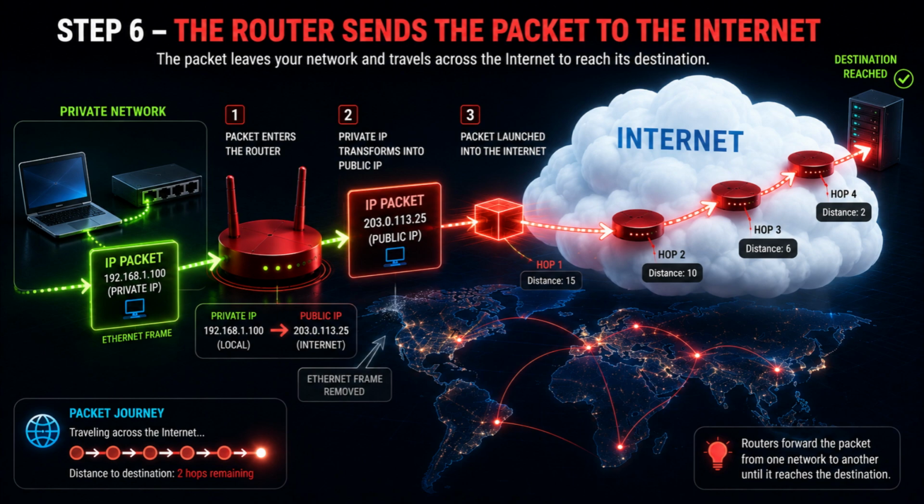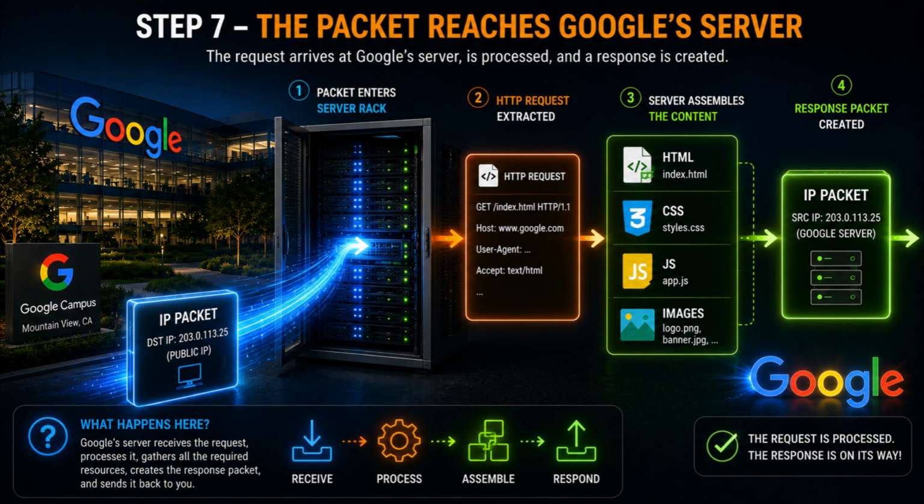From there, the packet travels through multiple routers. Each router examines the destination IP address, chooses the best next hop, and forwards the packet closer to Google's network. This process repeats in milliseconds until the packet reaches Google's data center. Google's network receives the packet and forwards it to the correct server. The server processes your HTTP request and prepares the web page. It gathers the HTML, CSS, JavaScript, images, and other files needed to build Google's homepage.